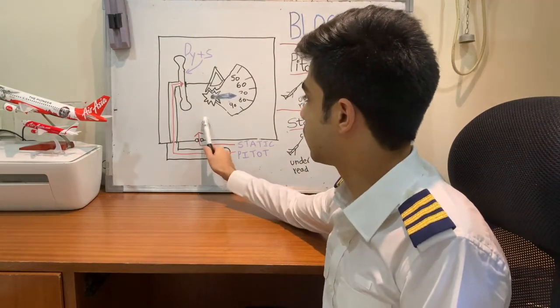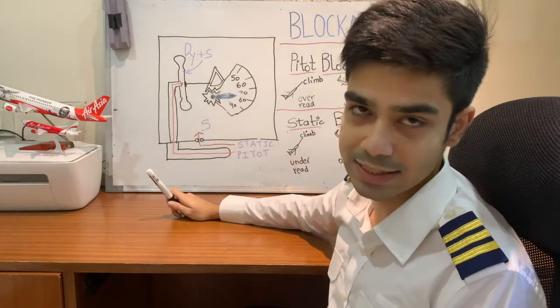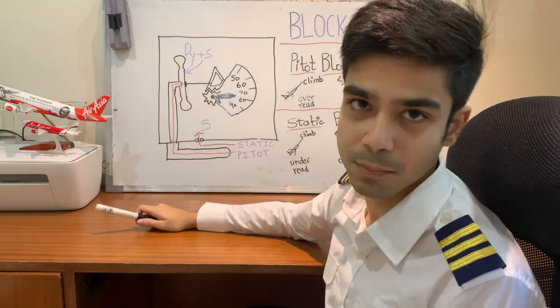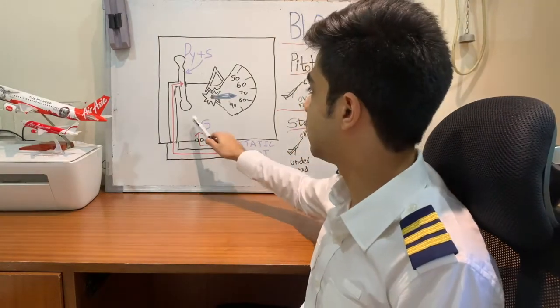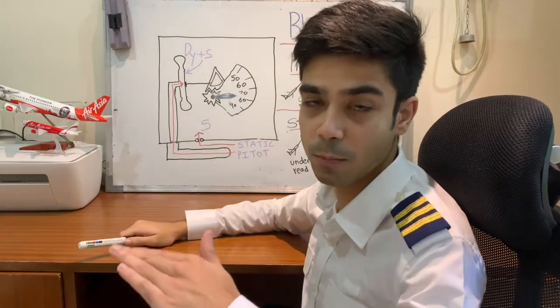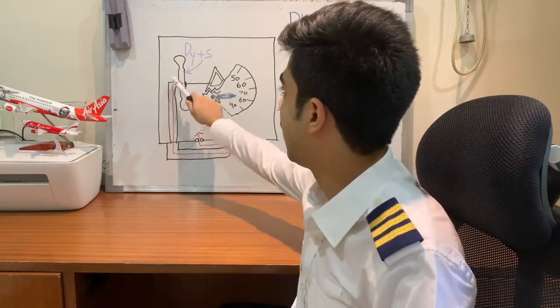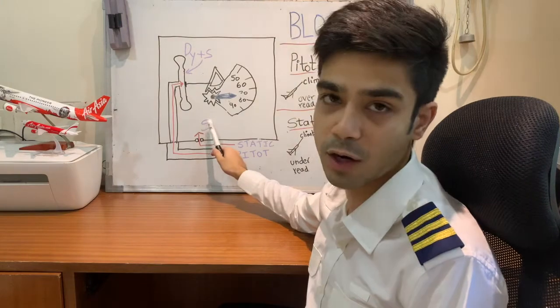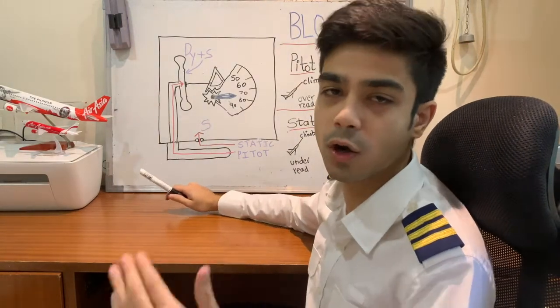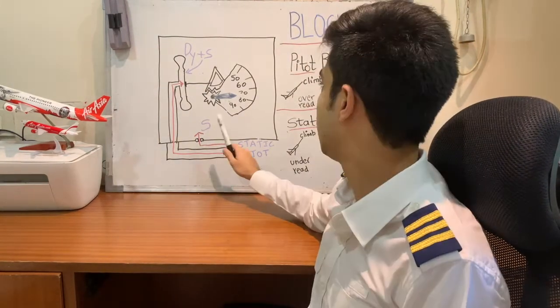Okay, so now let's talk about static block. So this is blocked, so the surrounding pressure is always gonna stay the same, but a pitot line is obviously still being supplied with fresh air. So in case of a climb, what is gonna happen is that the surrounding pressure is gonna be that from a lower altitude because you're gonna climb, and this expansion is not gonna be as much because this is surrounded by higher pressure in a climb, of the older pressure from the lower altitude. Therefore, it's going to underread.